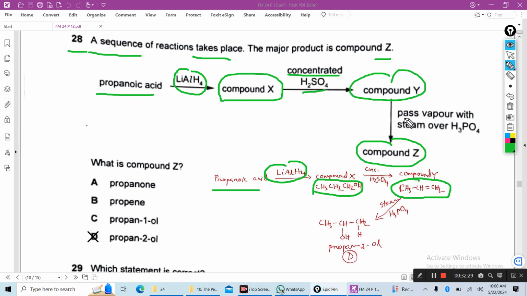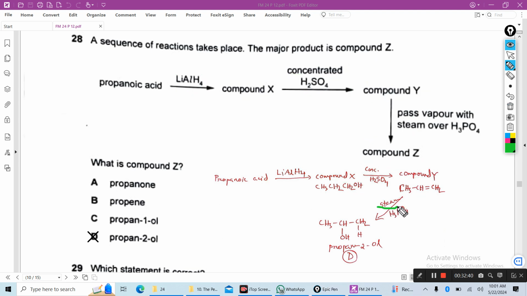Then propene vapor is passed with steam over phosphoric acid, and you know an alcohol will be produced. When propene reacts with steam in the presence of phosphoric acid, propan-2-ol will be produced as the major product. So D is the correct answer, propan-2-ol. Propanoic acid is reduced to propanol, propanol is dehydrated to produce Y, propene. Propene reacts with steam in the presence of an acid catalyst to produce propan-2-ol. So D is the right answer.